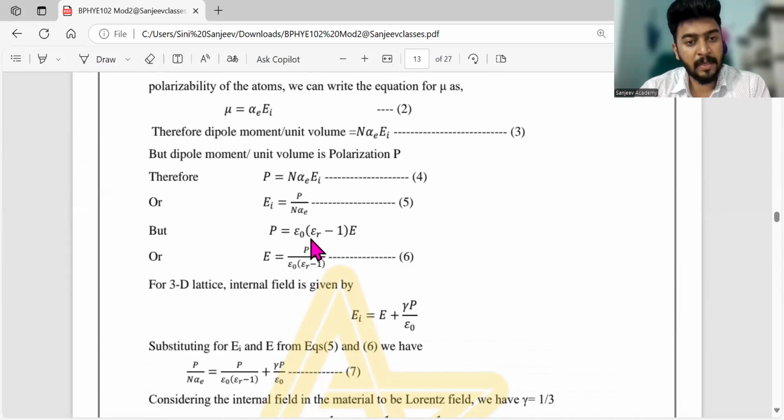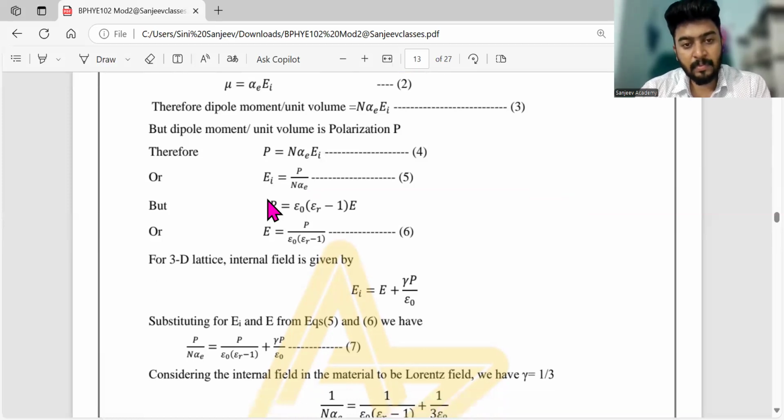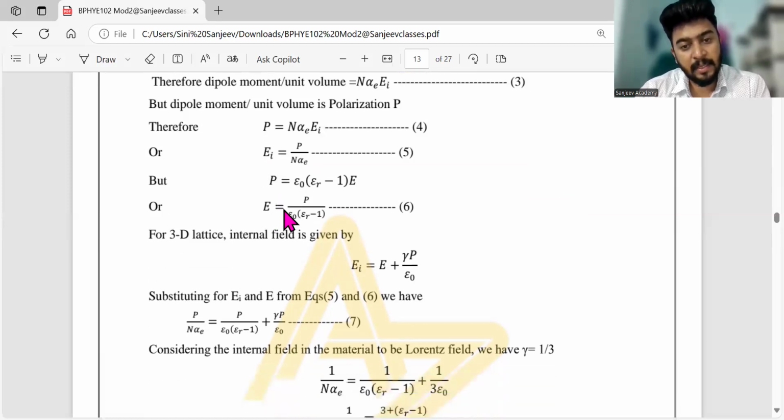Okay, so P is nothing but epsilon naught, this we should already know, epsilon r minus 1 into E. So instead of P, what is it? Epsilon naught into epsilon r minus 1 into E. So E is what? P by this. Correct? So EI is nothing but E plus gamma P by epsilon naught.